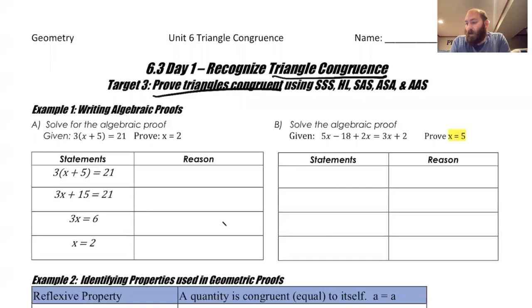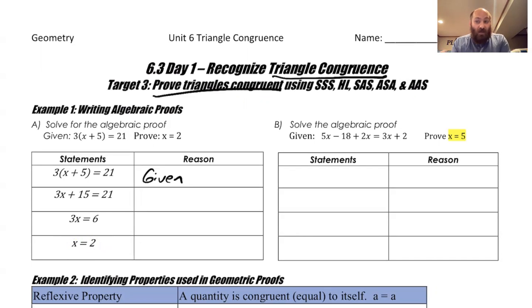Proving means that we are trying to make logical statements that all follow along one to the next to the next to the next. So that's what we're doing when we prove, and that's our goal here. Algebraically, we start with this statement, what's given: 3 times (x + 5) = 21. In the end, we want to show that this is true and why it's true.